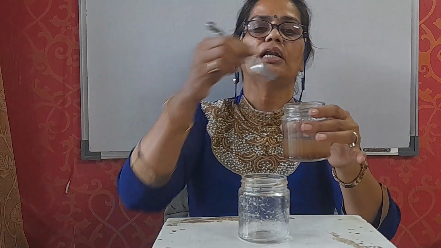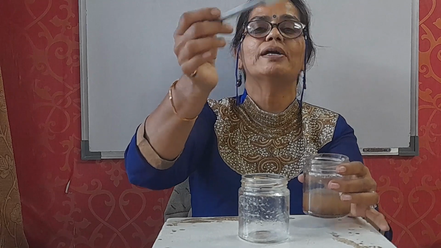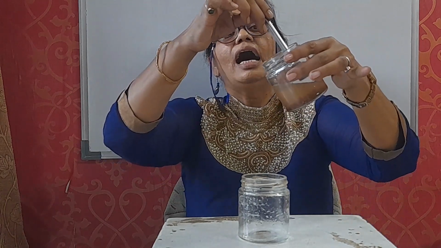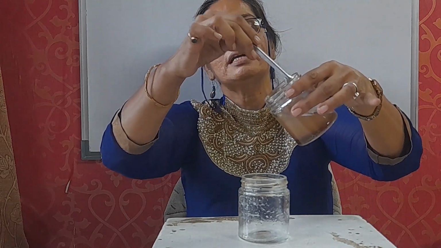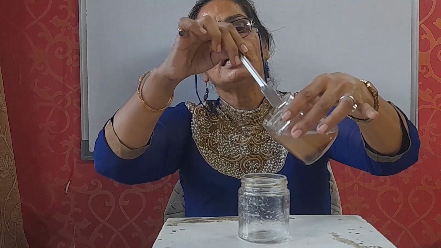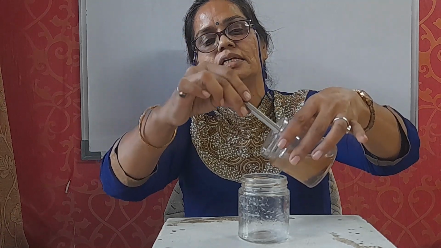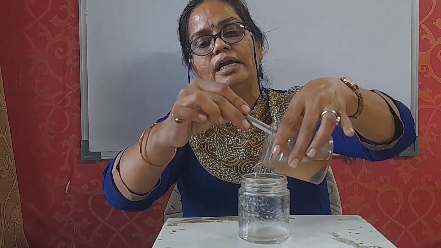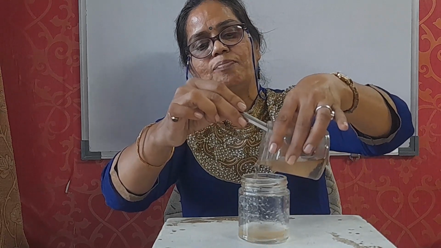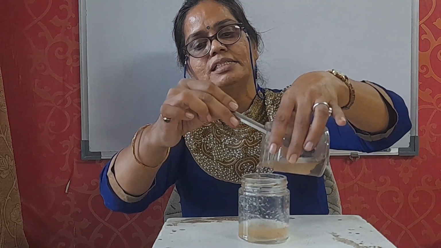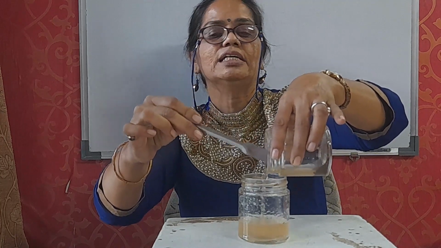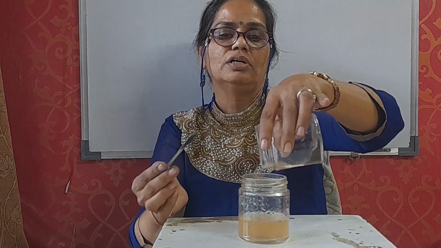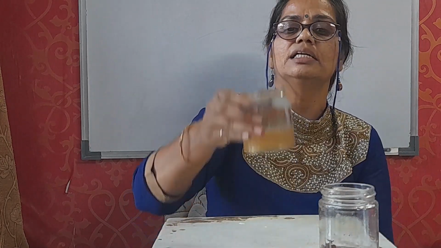Now what I will do, with the help of a glass rod, which I don't have, so I am using this spatula, and I will just try my best to separate the clear solution in another jar. This method is called sedimentation. And now when I pour this solution into another jar, this method is called decantation.